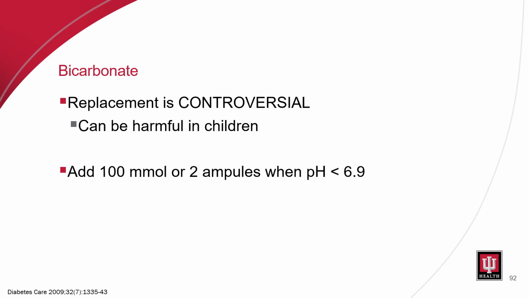Bicarbonate is another electrolyte which we consider in the treatment of DKA and HHS. However, the replacement is rather controversial, as studies fail to show beneficial or deleterious changes in morbidity and mortality when we use bicarbonate to correct acidosis in DKA. And especially in children, repletion can be harmful. However, the guidance document does state to consider adding 100 millimoles or 2 ampules when the pH is less than 6.9, which is pretty acidotic.